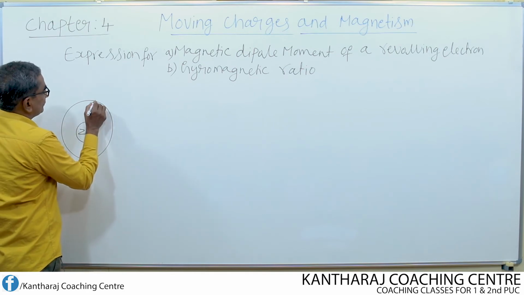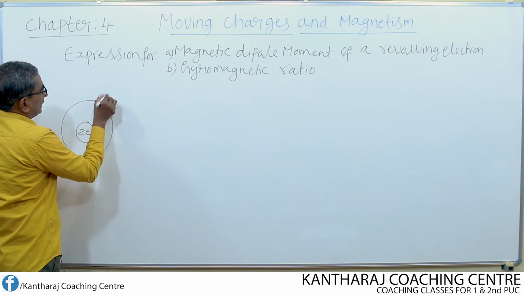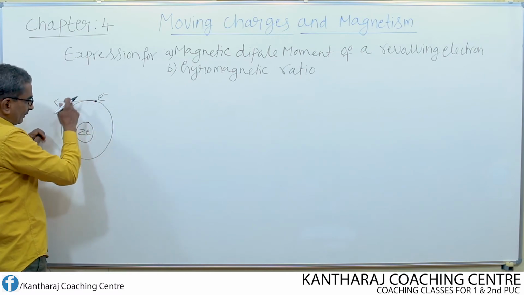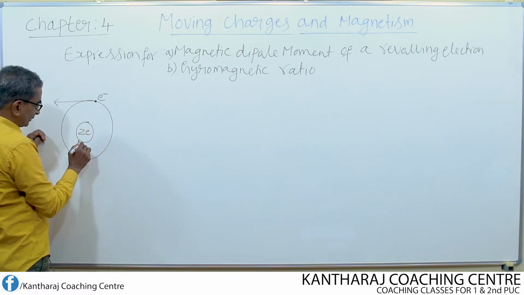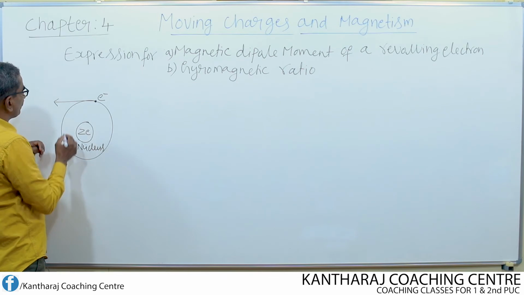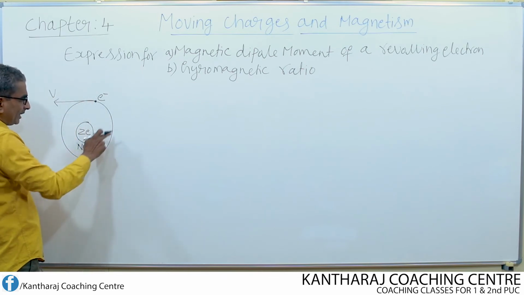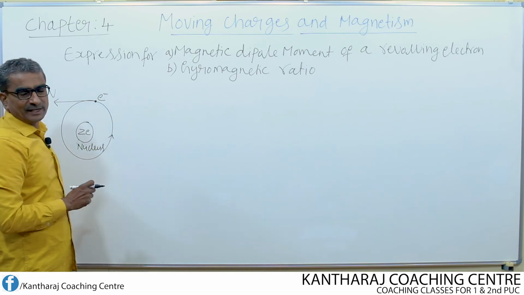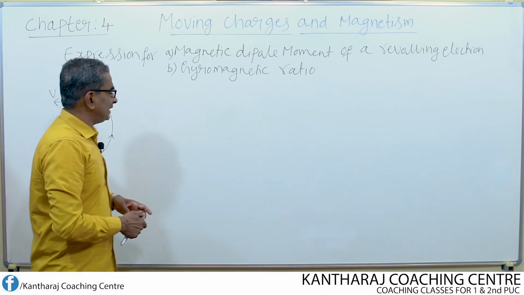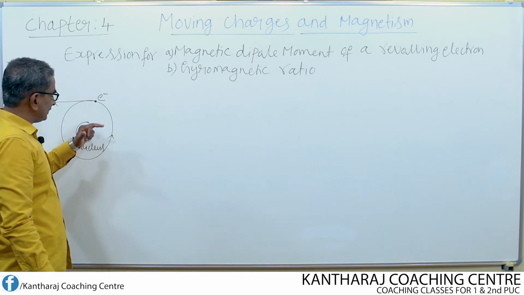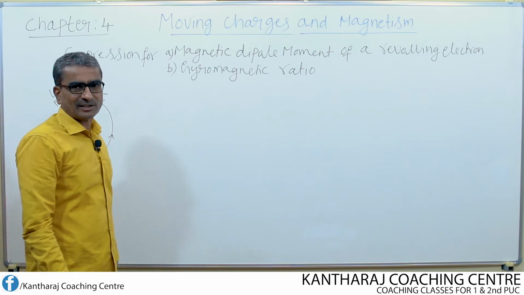So let us consider now. E is the charge of the electron. It is revolving around this heavy nucleus, and let the electron revolve around the nucleus with a velocity v. We know that the direction of velocity is always tangential to the circular path, and this circular path is nothing but the orbit of the electron.